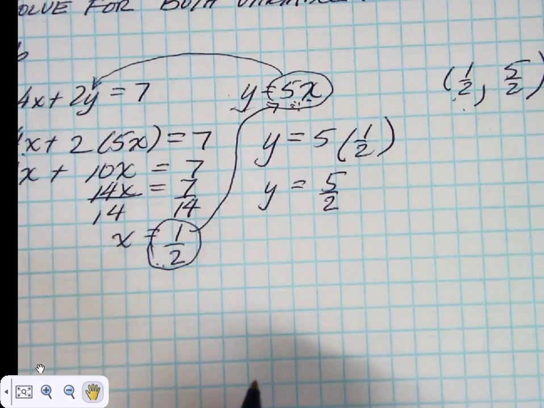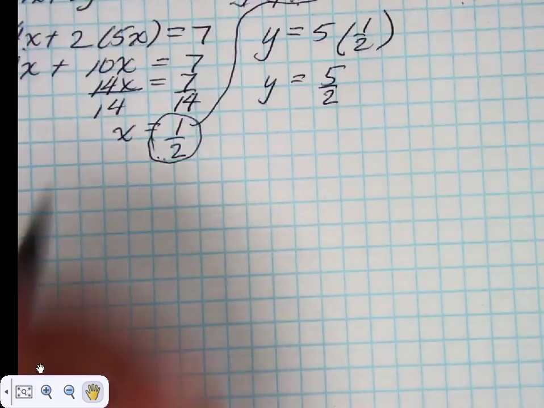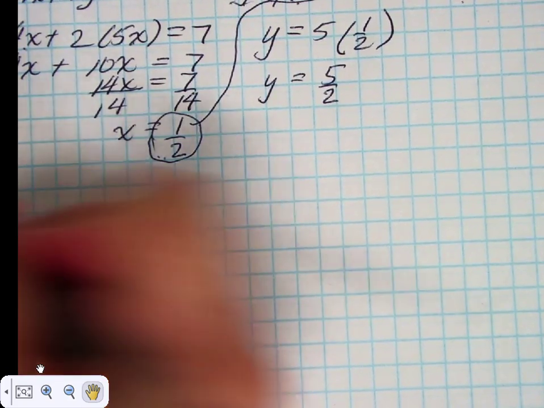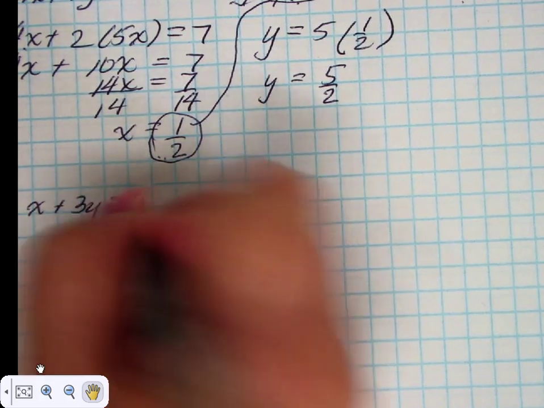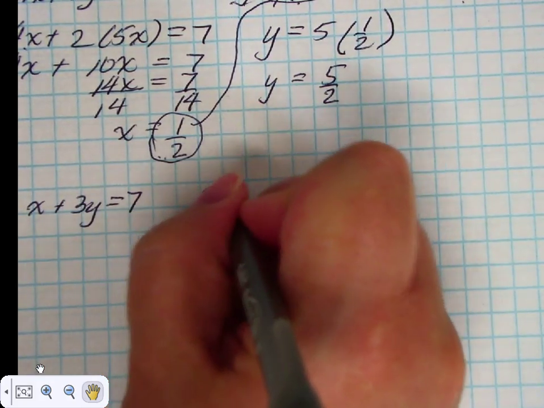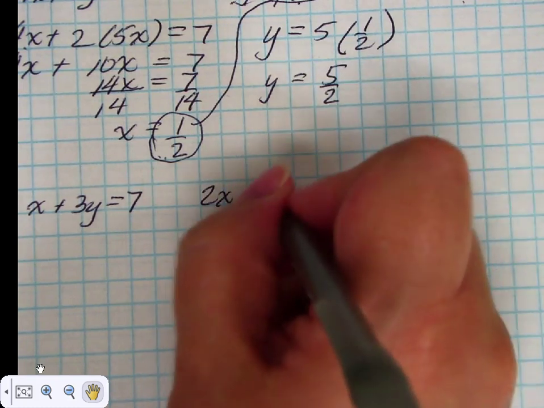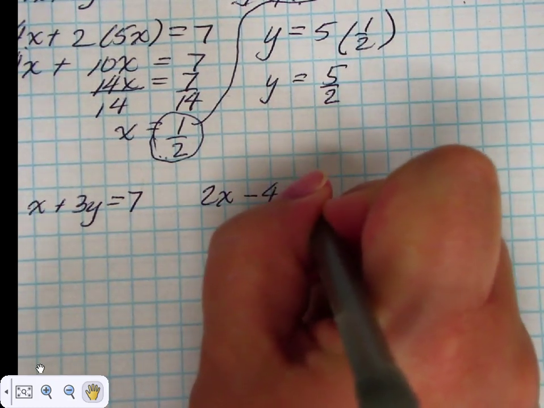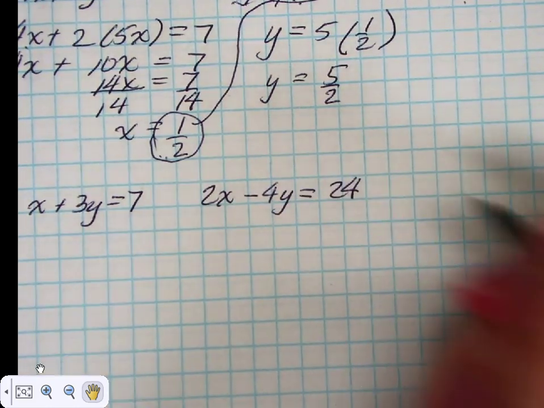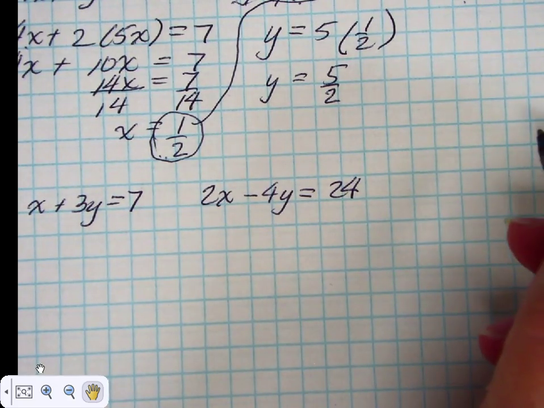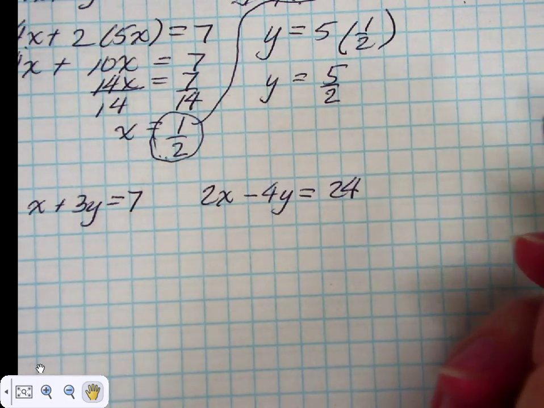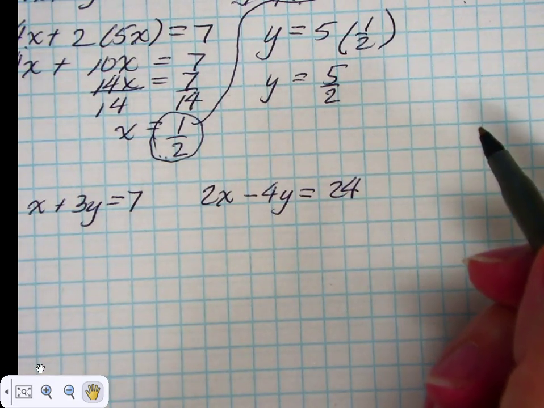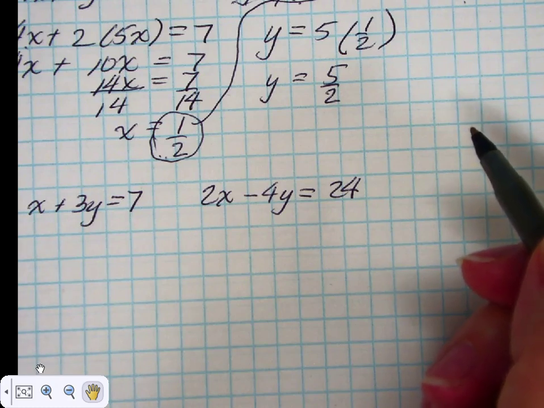Let's take a problem like number 14. If I have x plus 3y is equal to 7, and then I have 2x minus 4y is equal to 24. So, with this one, since I don't have a variable by itself, I want to look and target a variable. You always want to try to target a variable with a coefficient of 1. In other words, there's no number in front of it.